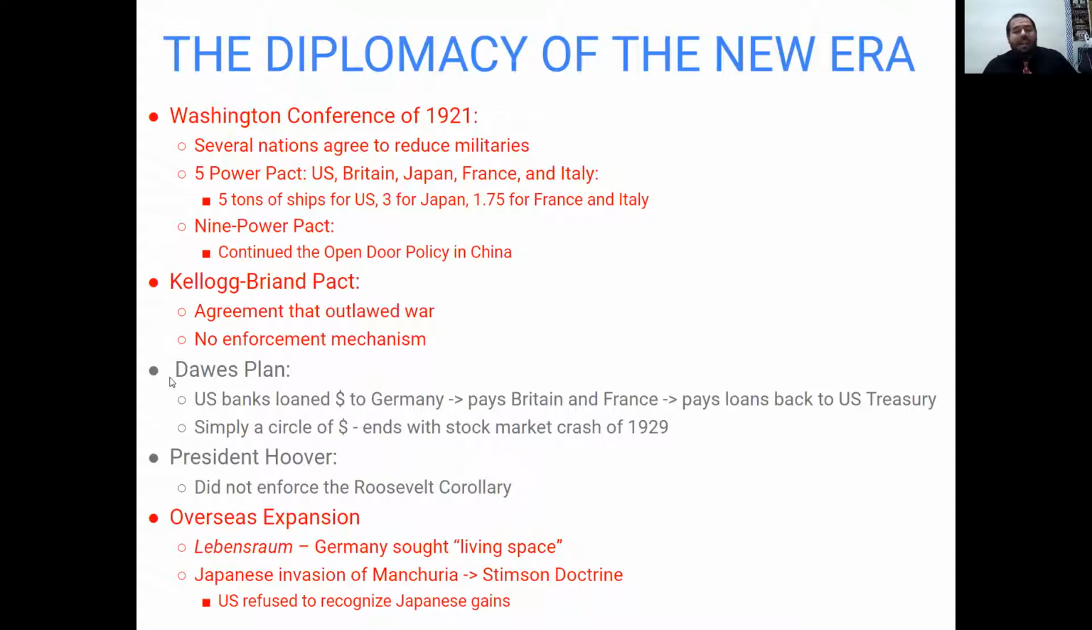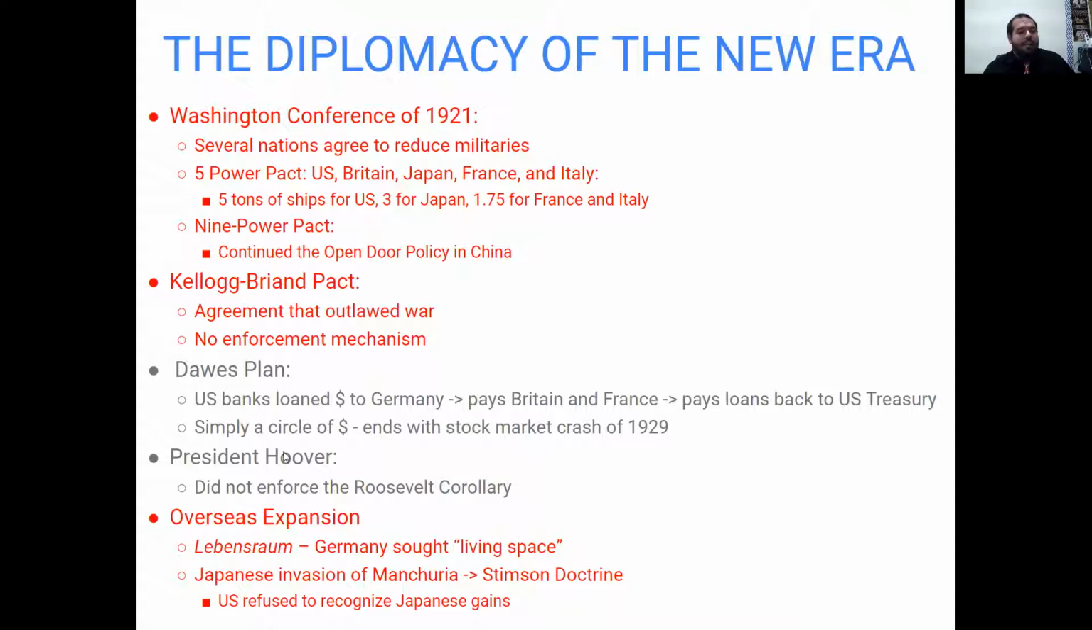Again, the Dawes Plan: this was shortly when Germany said that they couldn't make any more reparations, or the Weimar Republic couldn't make any more reparations. So the U.S., seeing that they needed a stronger Germany in Central Europe, had U.S. banks loan money to Germany, who then paid Britain and France those reparation payments, and then Britain and France would take some of that money and send it back to the U.S. Treasury. And it was a circle of money, and as we stated last time, it ends with the stock market crash in 1929.